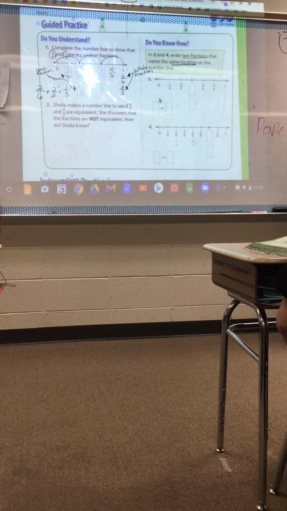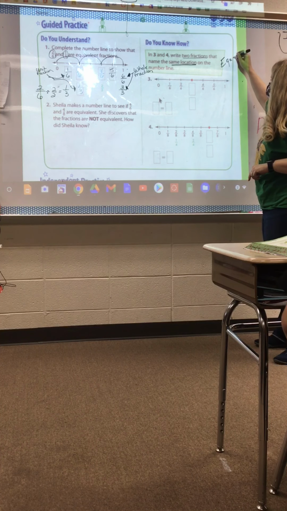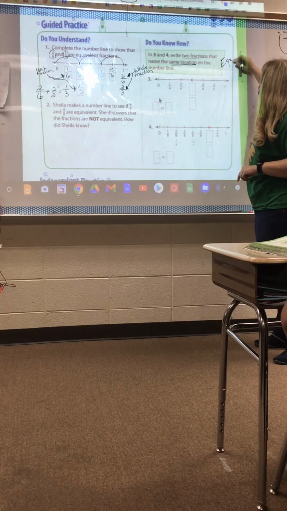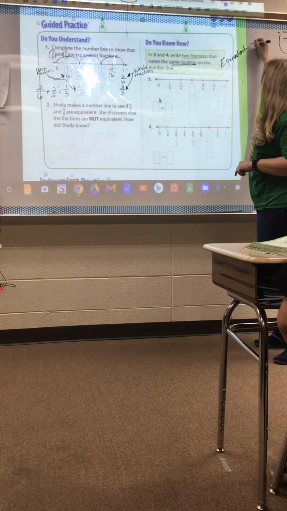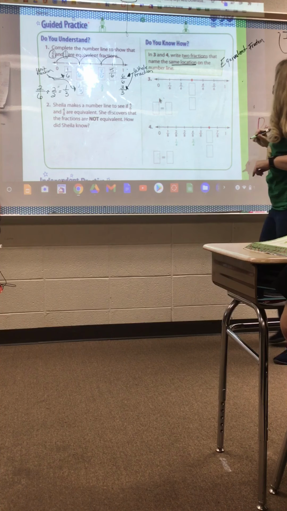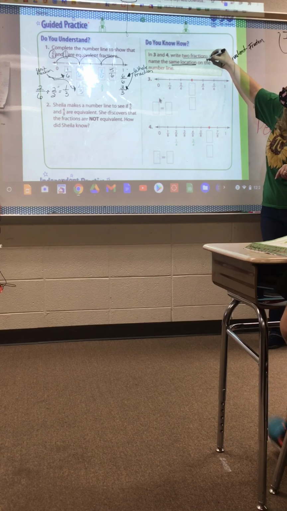Unit. Unit fraction? No, starts with an E. Equivalent fraction. Yeah, you got it right. Equivalent fractions. So it's basically asking for equivalent fractions. Okay, we good? Equivalent fractions. It's the same thing: two fractions on the number line in the same spot.